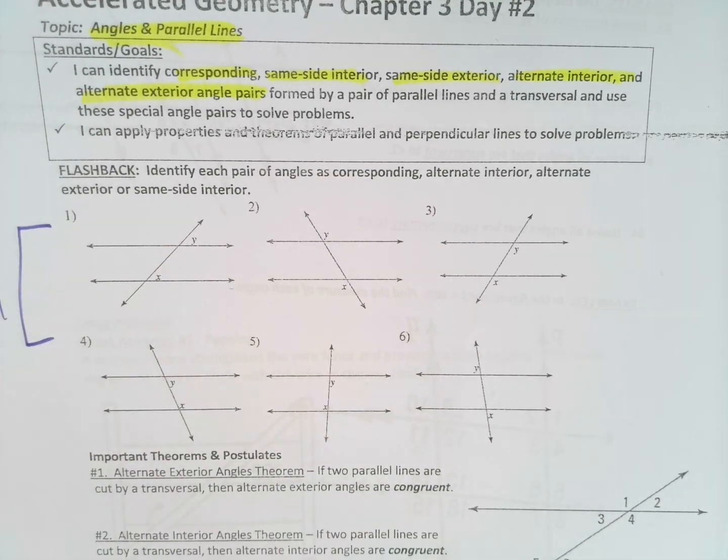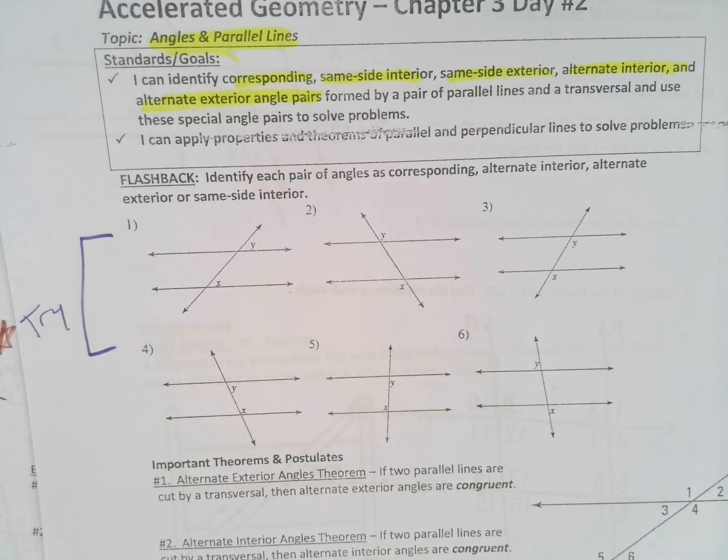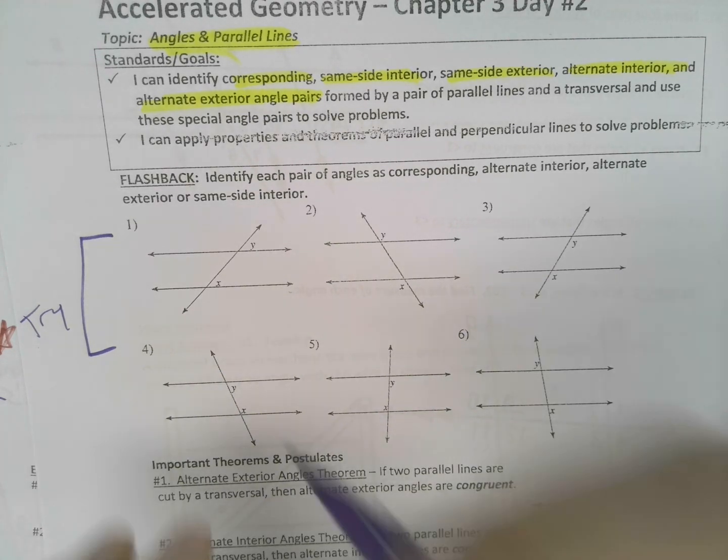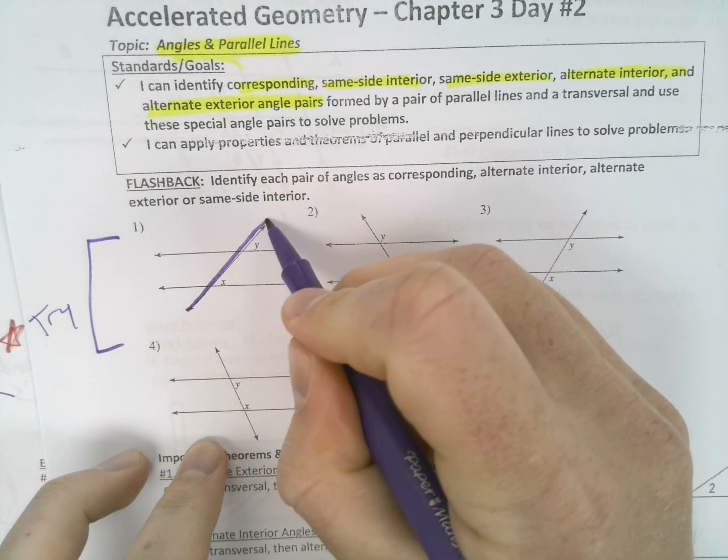I think this will be a good review for some of you guys who were labeling. So let's go. How about Lucas? Help us out, man. What are you thinking for number 1? Transversal. Well, that is what this is right here. This is our transversal.